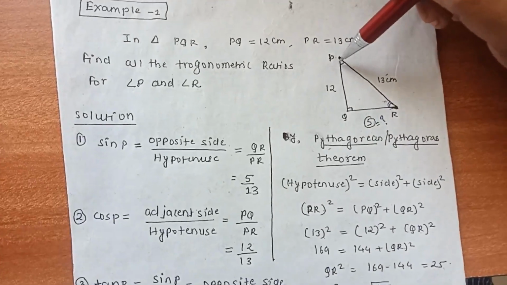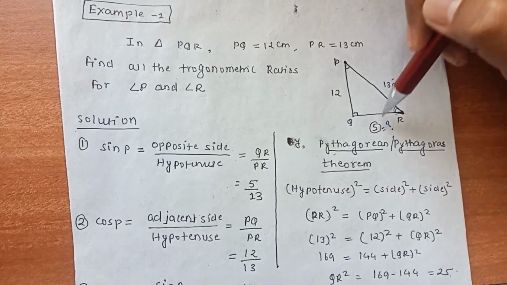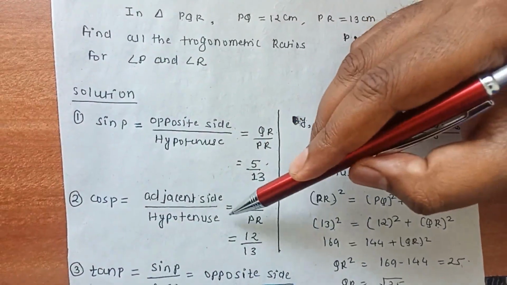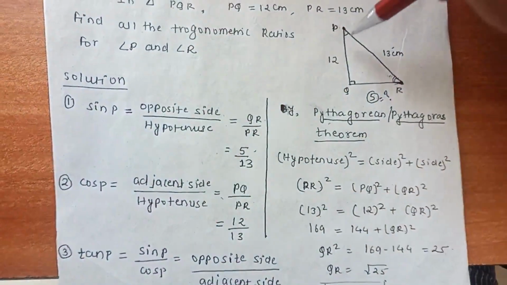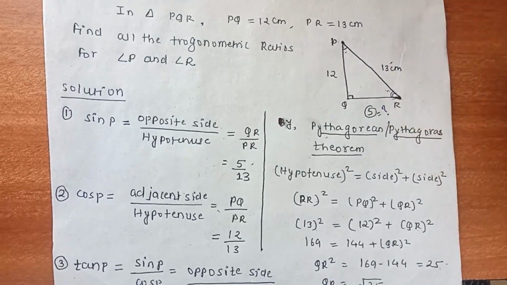So for sin P we know that it is the opposite side upon the hypotenuse. So opposite is 5, hypotenuse 13, so my answer is 5 by 13. Cos P, we know adjacent side upon hypotenuse, so for P adjacent is PQ and hypotenuse is PR, so 12 by 13, that's done.